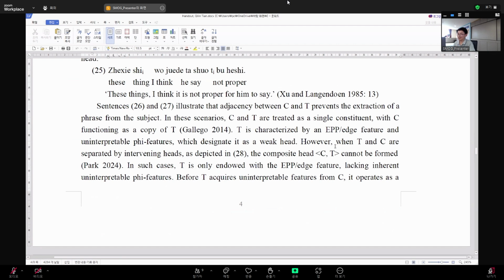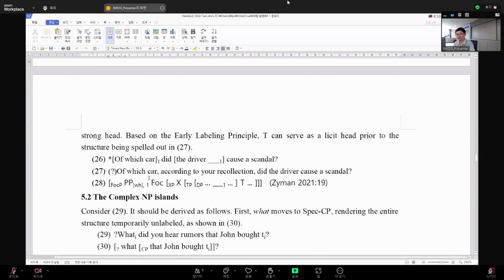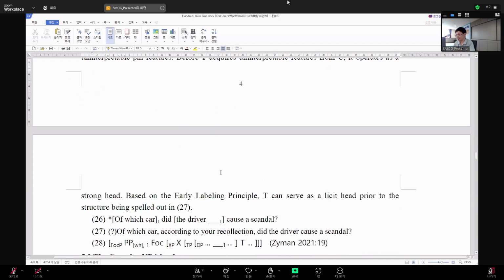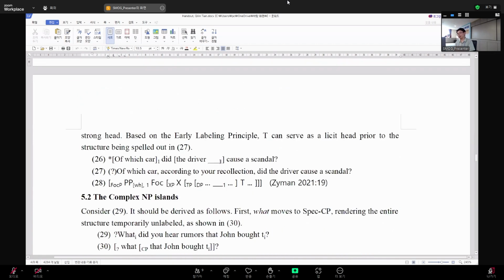fails. However, when T and C are separated by an intervening head, as described in 28, when they are separated, the composite head CT cannot be formed. I should thank that part for giving me such information. When such a composite head cannot be formed, T will not be endowed with the interpretable phi feature, and then T will be a strong head. In such a case, the label that T provides will be interpretable at the interface. That is why such an expression is acceptable.